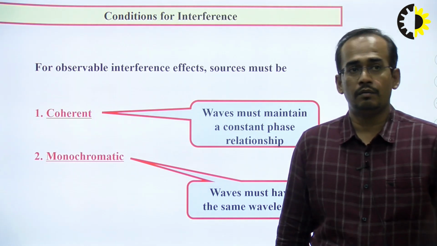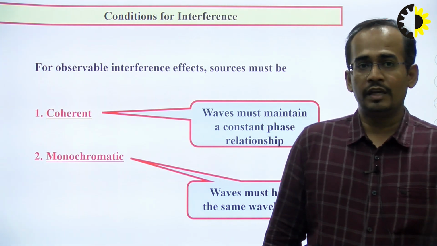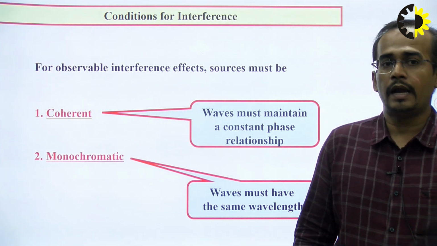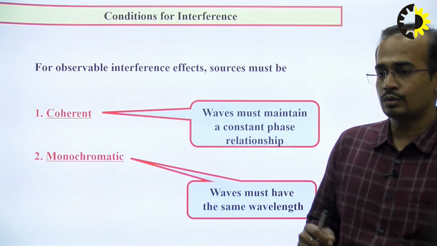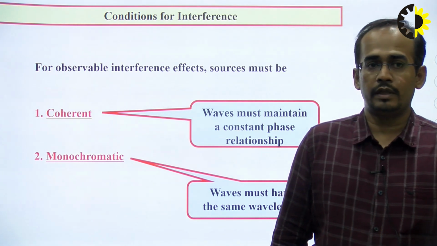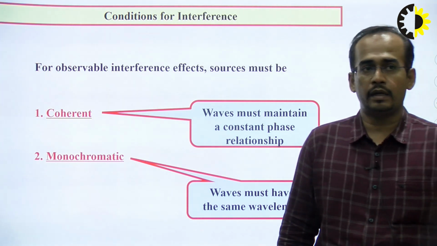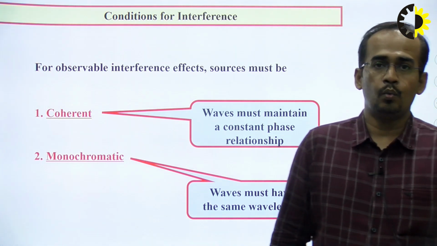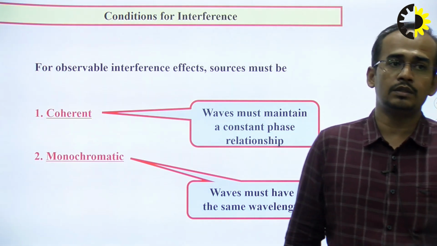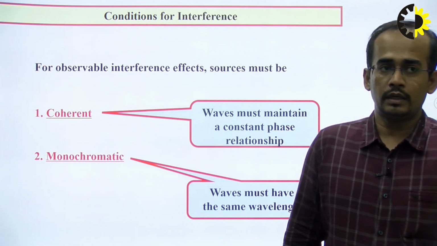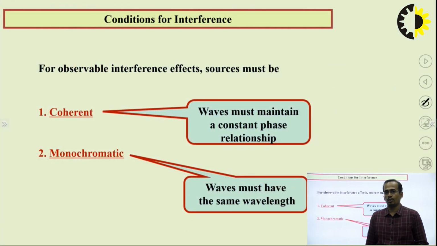So when will we observe the interference? When the waves are in the same phase, and the waves traveling from source to destination have the same wavelength, that is, coherent and monochromatic waves will cause interference. So for the occurrence of interference, these two conditions are important: the waves should be coherent and the waves must be monochromatic.